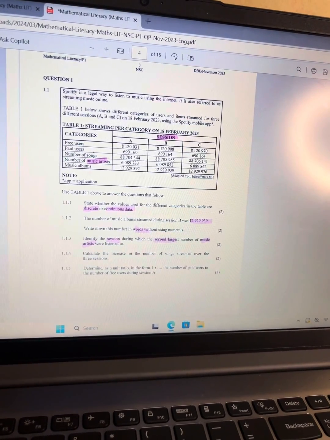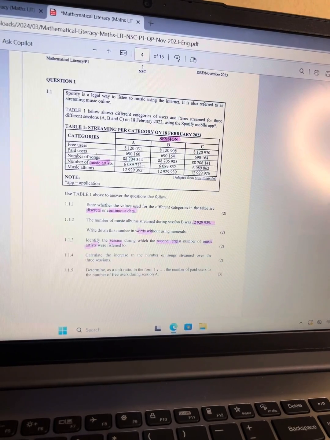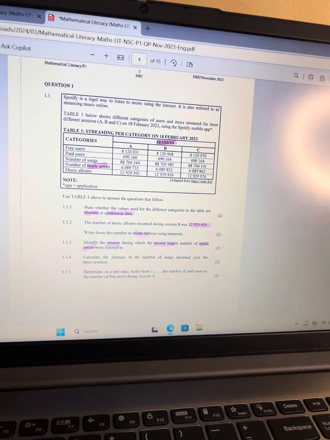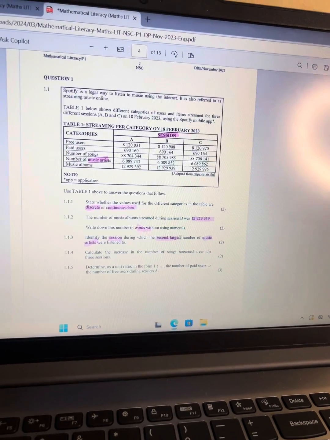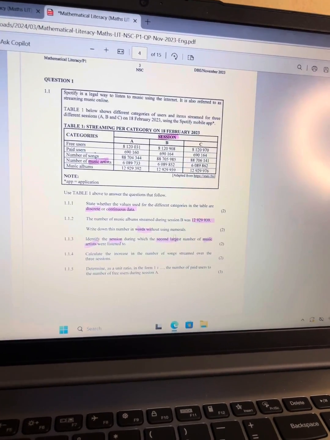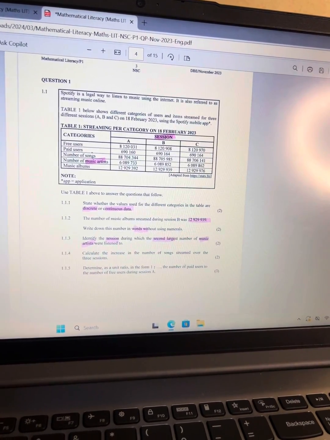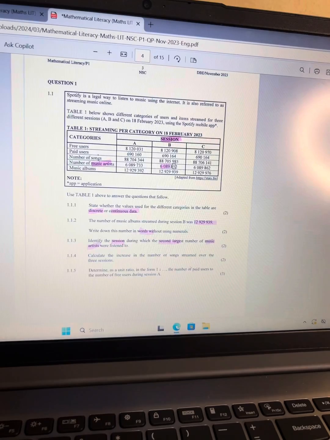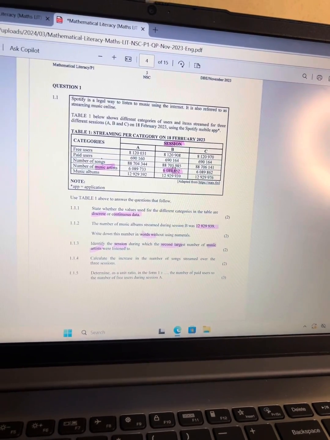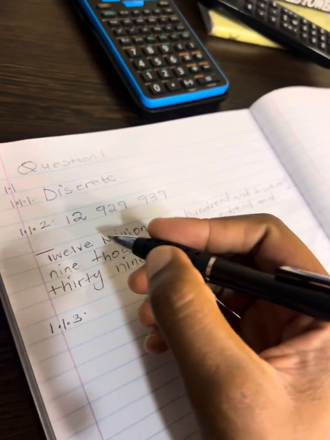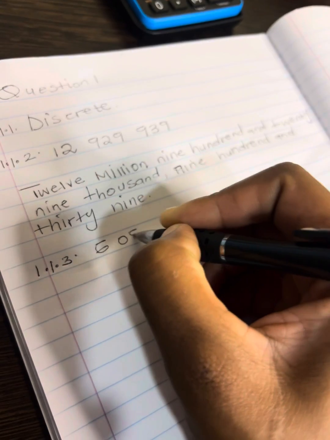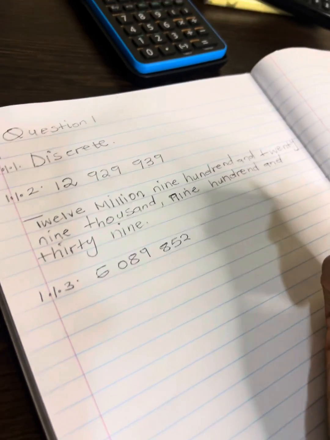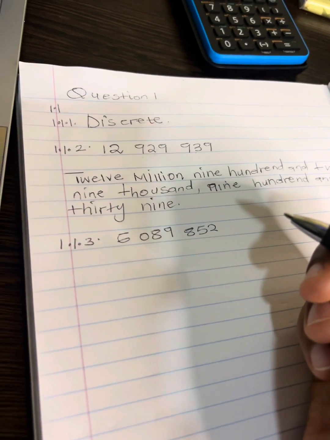meaning that the difference is only here on the hundreds, because here we have 733, here we have 852, and then we have 862, meaning that 862 is the largest one, but the examiner said we need the second largest, meaning that we are skipping the largest one and go for the second largest, meaning that we're going to take this one, 6,089,852. This is the answer for question 1.1.3.